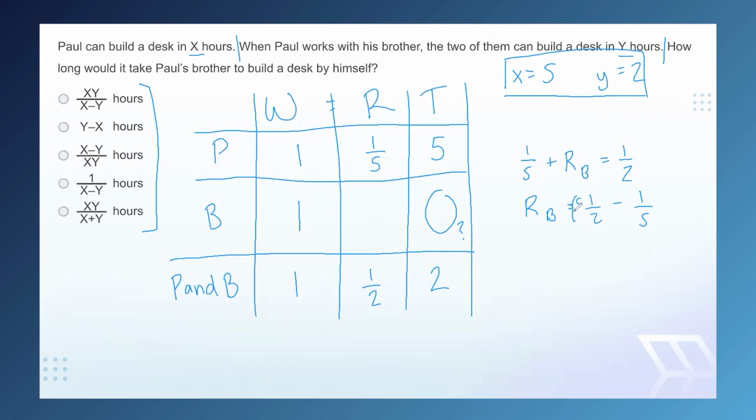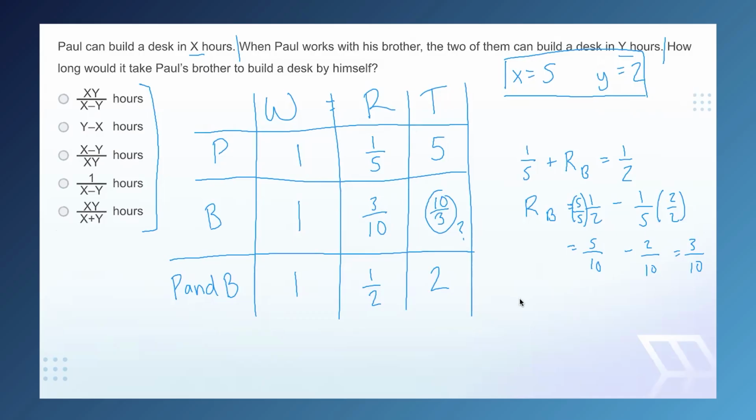Finding a common denominator, we are going to get 5/10 minus 2/10, or 3/10. Filling that in right here. Okay, so once again, 1 equals our rate times our time. Our time is going to have to be the inverse of our rate. So here, the inverse of 3/10, or the reciprocal of 3/10, is 10/3.